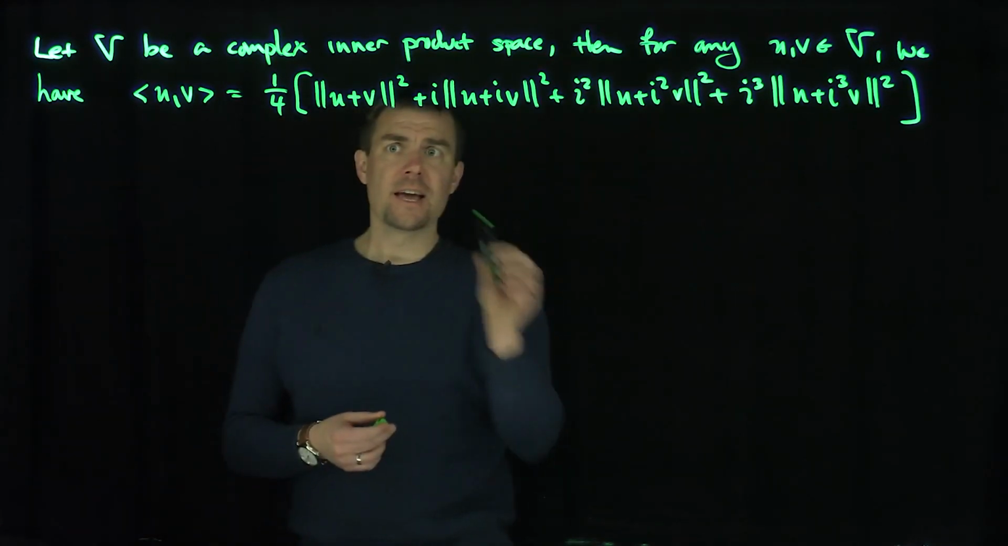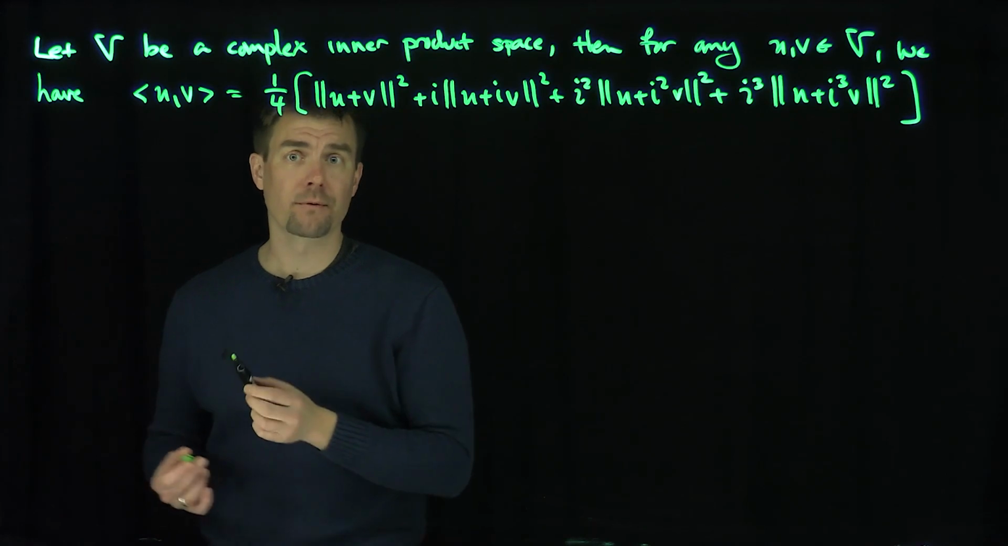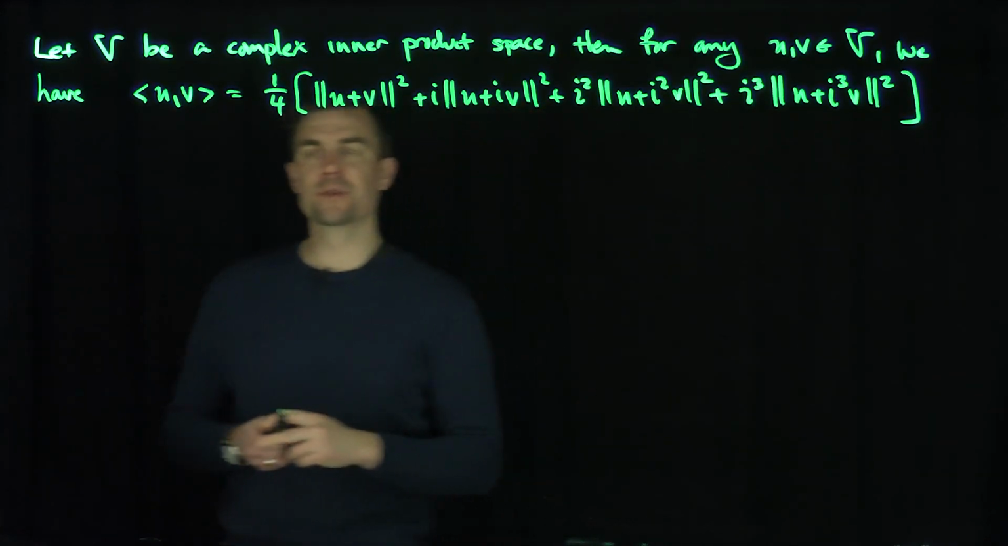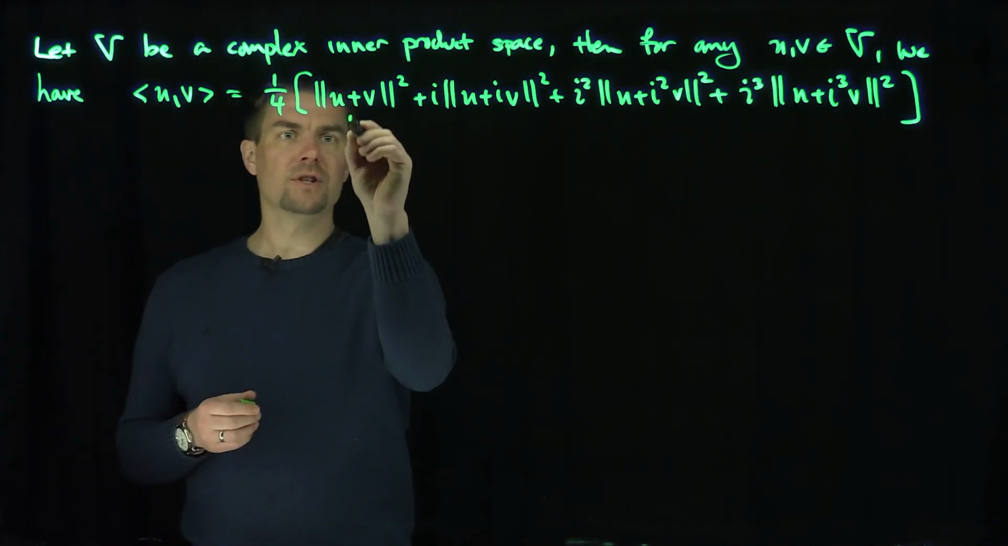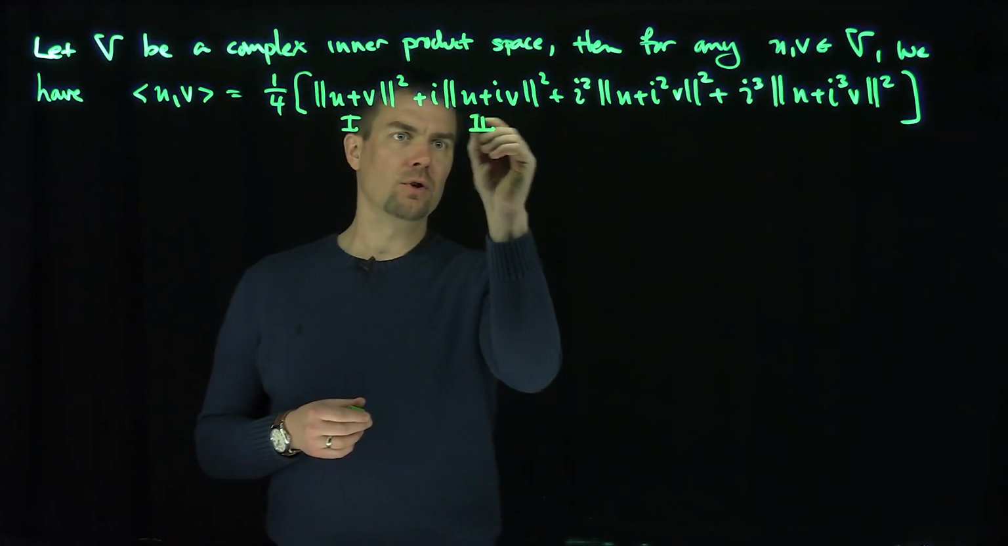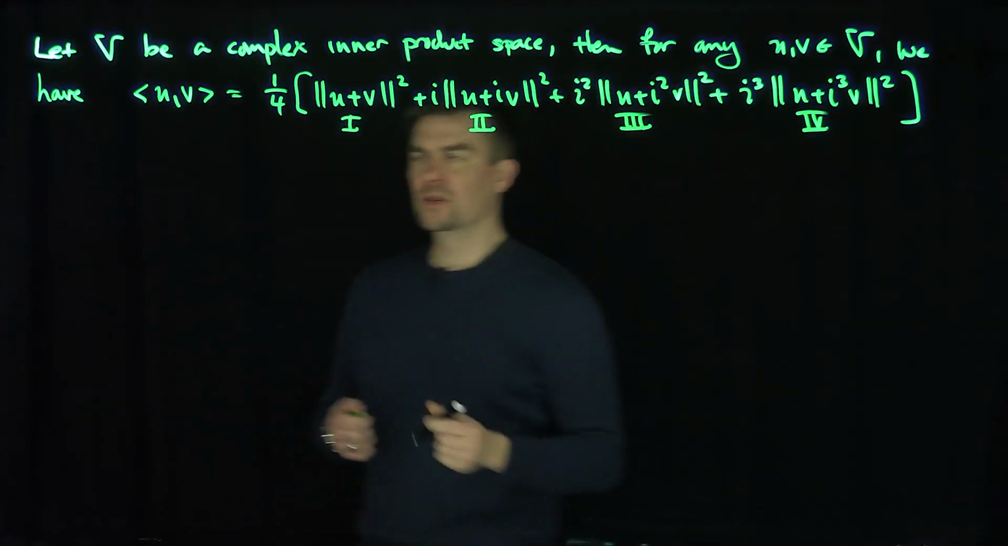Excellent. So this tells me if I have a norm identity, I get a corresponding inner product identity for free. So let's prove this polarization identity. What we're going to do is slowly break things up. I'm going to call this term number 1, this term number 2, this term number 3, and this term number 4. So let's do it carefully. What's 1 equal to?